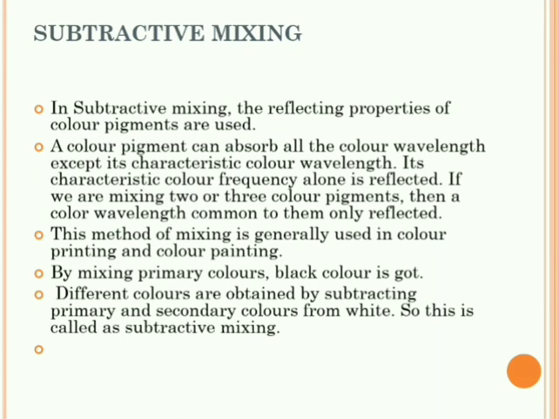Let's see the second type, that is subtractive mixing. In subtractive mixing, the reflecting properties of the color pigments are used. A color pigment can absorb all the color wavelengths except its characteristic color wavelength. Its characteristic color frequency alone is reflected. If we are mixing two or three color pigments, then only the color wavelength common to them is reflected. This method of mixing is generally used in color printing and color painting.